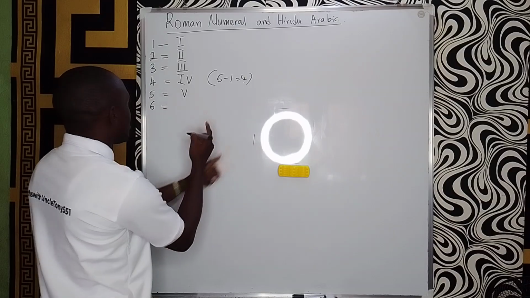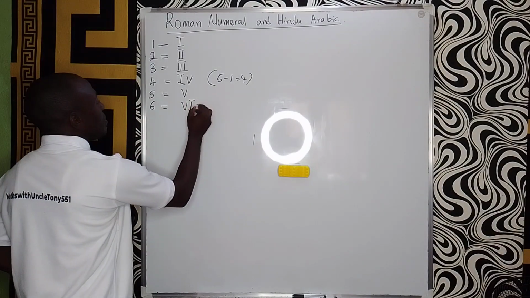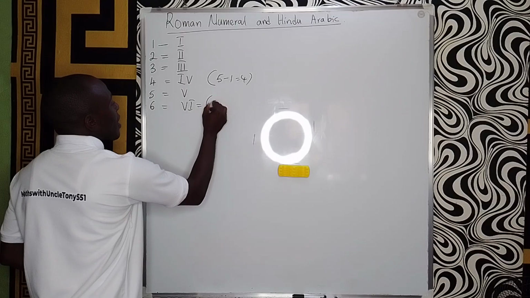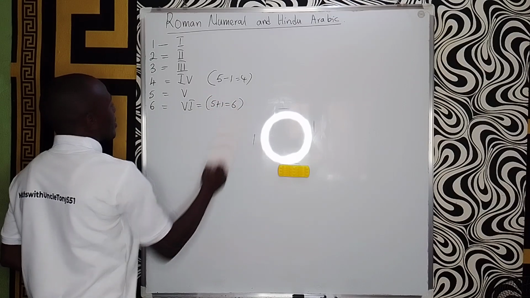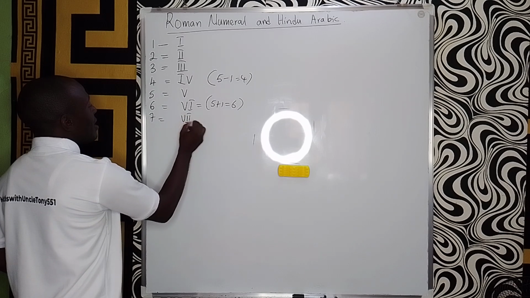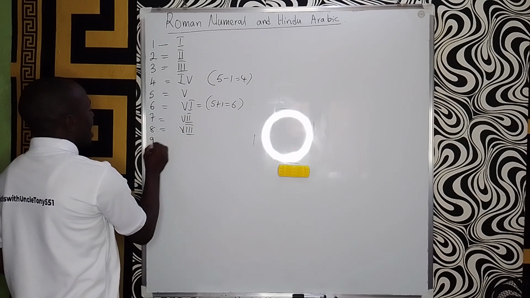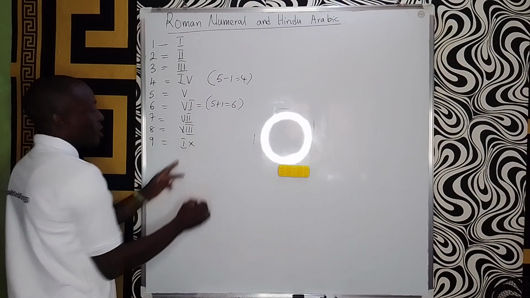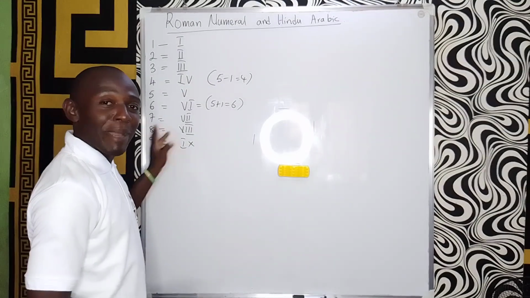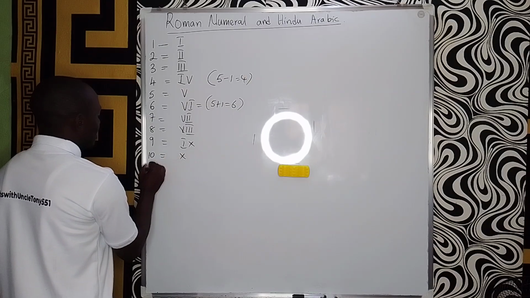Then the opposite of it, that's the smaller Roman numeral at your right hand side, you add. This becomes 5 plus 1 to give us 6. Then 7 is VII, 8 is VIII, 9 is IX, because the smaller number is by my left hand side, I'm subtracting. 10 is X.